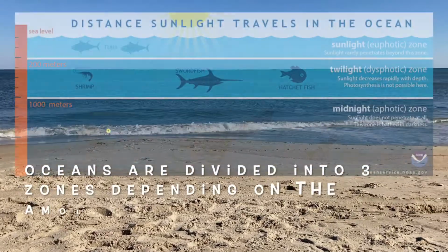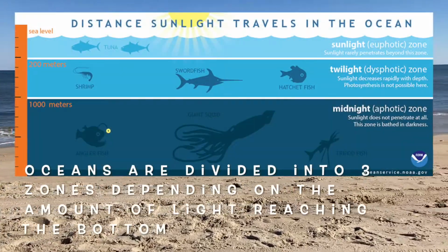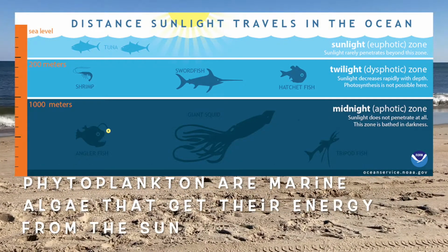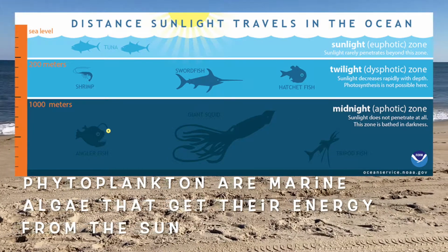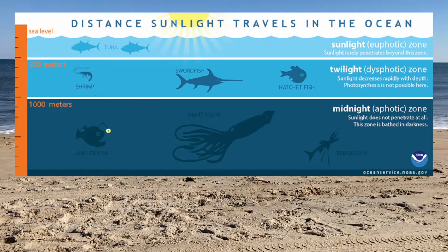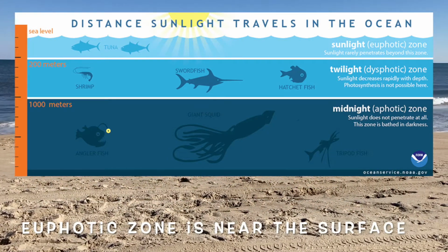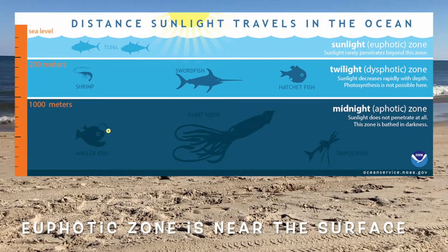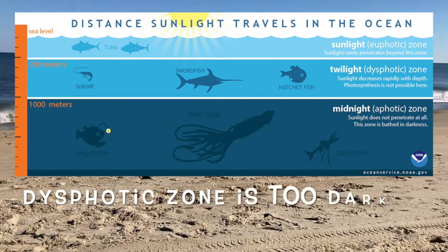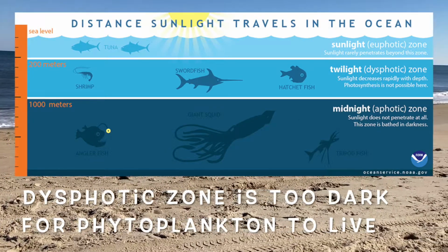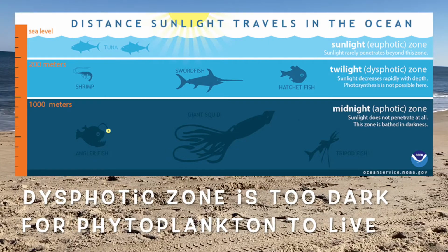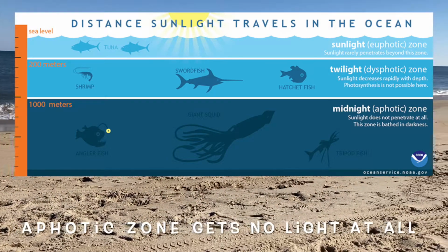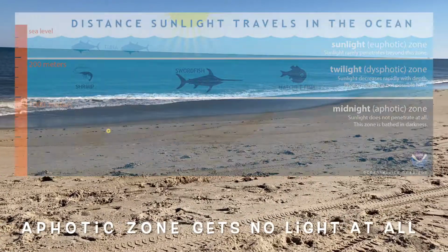Number two, oceans are divided into 3 zones. The zone nearest the surface has the most life, since phytoplankton, the base of most marine food webs, can access available sunlight at this surface, or euphotic, zone. This zone is found from the surface to 230 feet down. The second zone has some light, but not enough for phytoplankton to use. This is called the dysphotic zone. The bottom zone gets no light at all. It's called the aphotic zone.